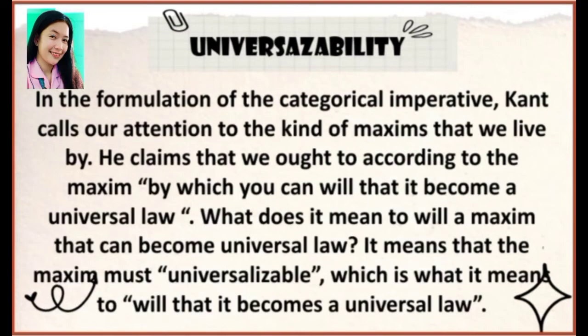Good day, ma'am. I am Romelyn Ricafrente, and I am going to continue the topic Universalizability. In the formulation of the categorical imperative, Kant calls our attention to the kind of maxims that we live by. So, in the categorical imperative, we need to understand our subjective principle of action. And Kant called this idea of subjectivity maxims. Maxims consist of our rules that we live by in our day-to-day lives. It is the subjective principle of our actions.